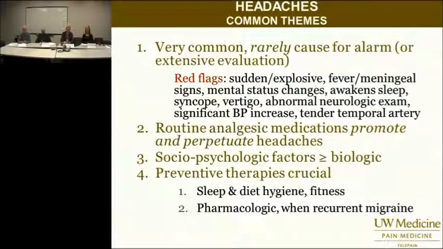Routine analgesic medications promote and perpetuate headaches. This is called rebound headache or medication overuse headache. And opioids are major culprits, and use of these drugs prevent the preventative medications from working. So using muscle relaxers, using regular acetaminophen, using opioids will make chronic headaches worse through direct pharmacological triggering of the headache event.